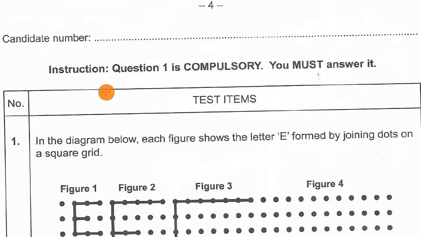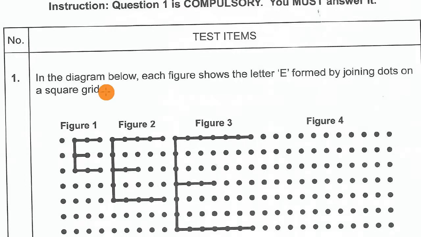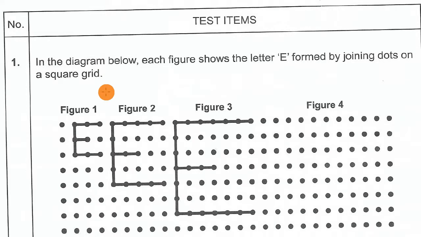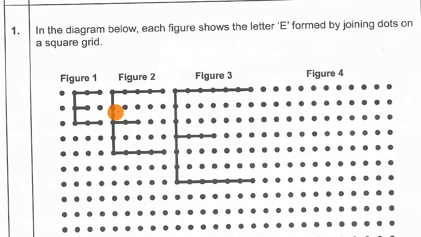Now, how do we go about reviewing past papers? Well, take for example question 1. The instruction is, in the diagram below, each figure shows the letter E formed by joining dots on a square grid. I will explain to you how to approach the problem, what the problem is asking you to do. It's testing your ability to recognize patterns.